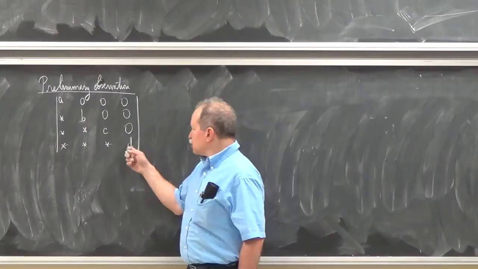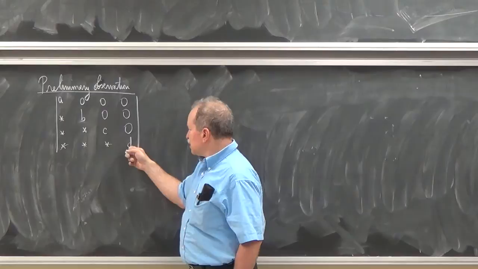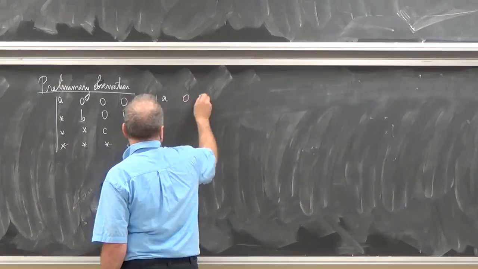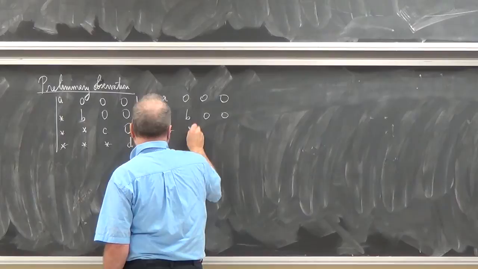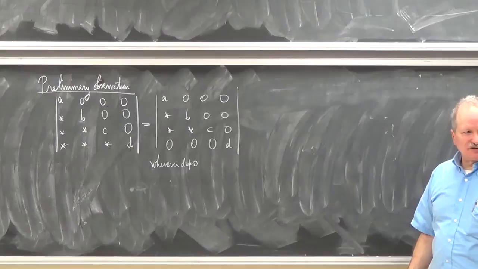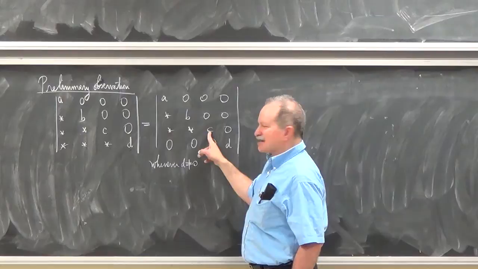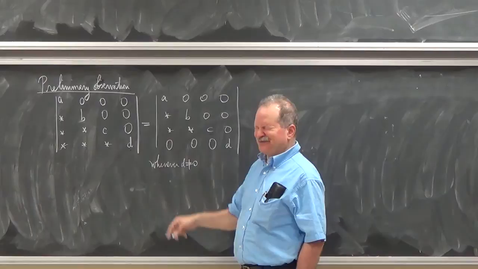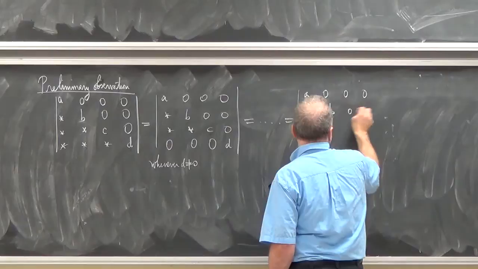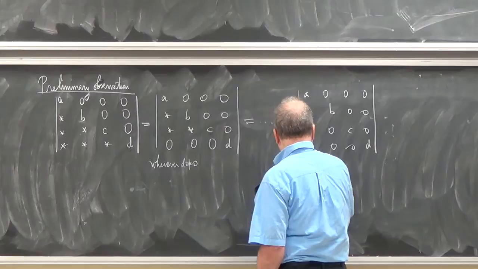Assuming D isn't zero, I can add multiples of this column to these columns and clear out the stars. So note, this equals A 0 0 0, star B 0 0, star star C 0, star star star D, whenever D isn't 0. And then, by induction, as long as C isn't 0, you can clear those out as well. So you can actually make it diagonal whenever B, C, and D are not zero.